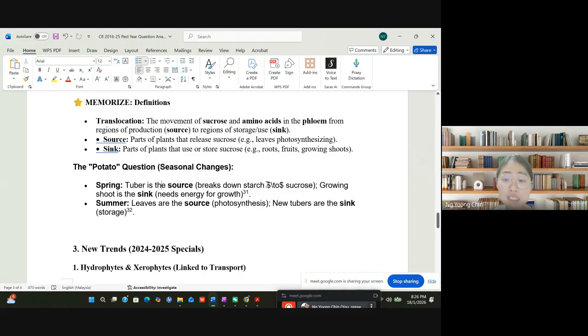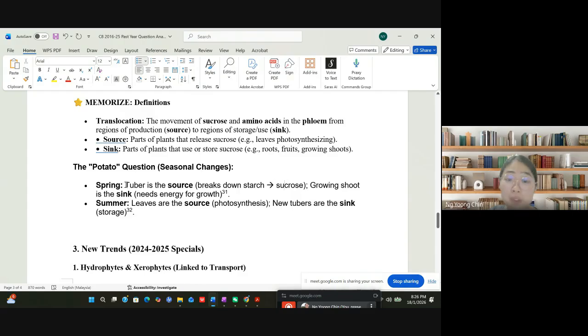Because they can break down the starch to become sucrose. Usually they store their excess energy in the form of starch, right? So whenever in the winter time, the plant is not able to do photosynthesis, they still need to survive, right? So that's why now the leaf is not the source, because the leaf cannot do photosynthesis in the winter season. So now the tuber becomes a new source, because inside the tuber they store a lot of food. So they will break down the starch to become sucrose and help in translocation.